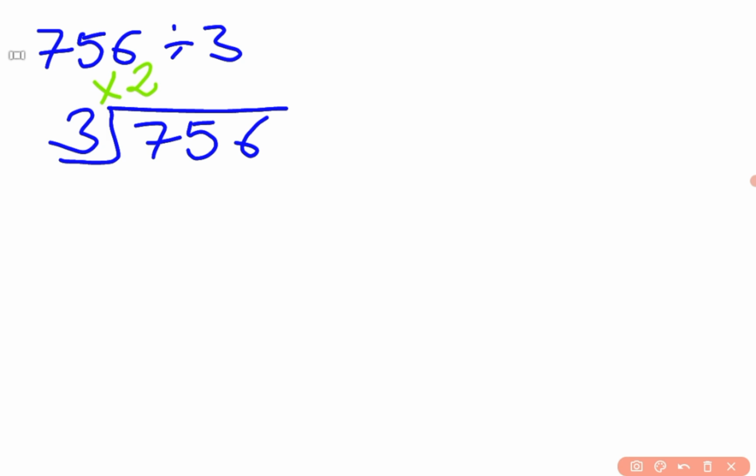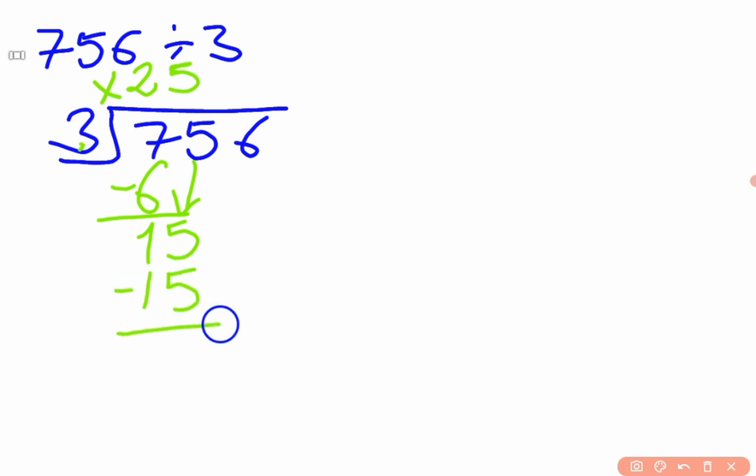Then immediately you put the 2, you multiply the 2 with 3. 2 times 3 is 6. Now you can subtract here. 7 take away 6 is 1. You bring down this 5. You now have 15. Now 15 divided by 3 is 5. And 5 times 3 is 15. We subtract, 15 take away 15 is 0. You can put it there, 0.